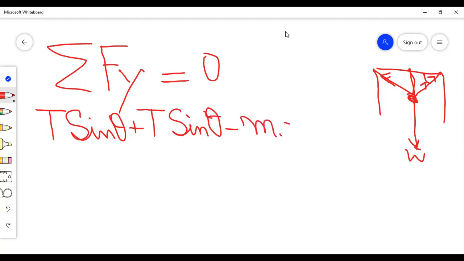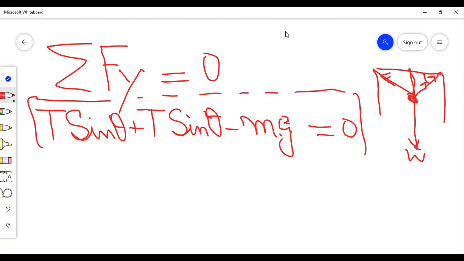mg, so that must be zero. The algebraic sum of all the forces must be zero. That is mg. So this is the equation, the mathematical equation. Now we'll put the values and we'll get the value of T.